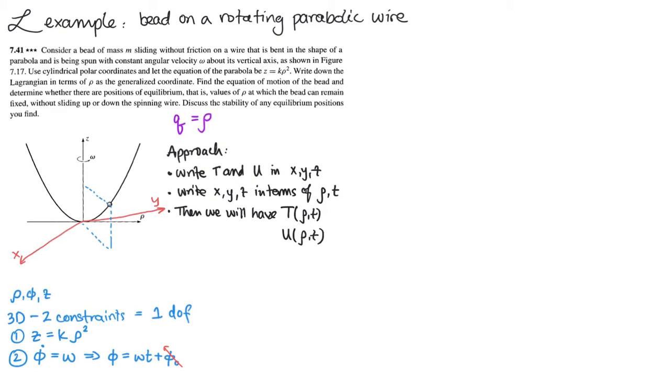Okay, so if we first want to write T and U in terms of x, y, and z, we want to be able to express the position in terms of x, y, and z in terms of rho and t. So let's just refresh ourselves how to write Cartesian coordinates in terms of cylindrical polar coordinates.